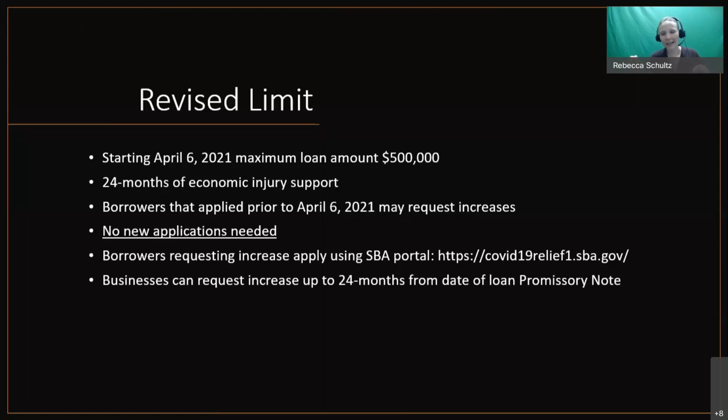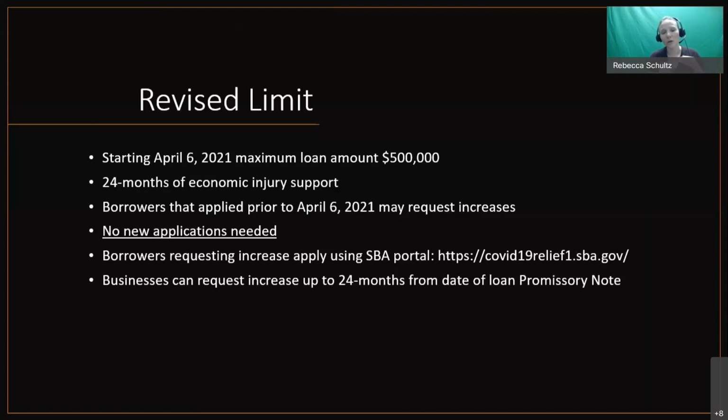And so you can find that SBA portal by going to the https:// COVID-19 relief 1.sba.gov. I know, that's crazy, right? Don't worry, we're making these slides available to you so you can get all this information after, okay? But that's the portal. You need to go to the portal, create a login or sign in if you don't already have one, and then submit the request for the increase there.